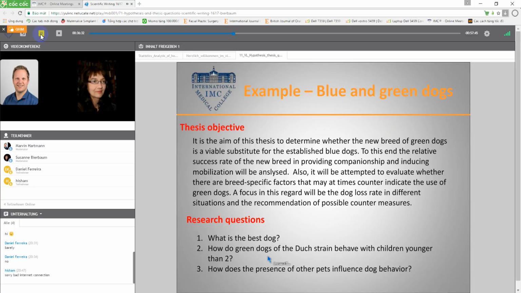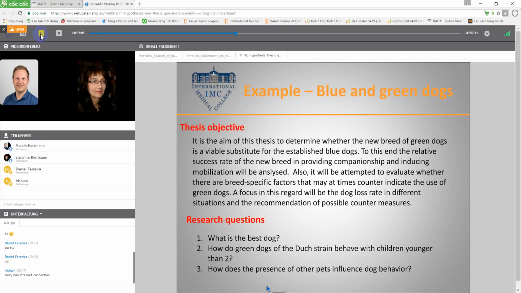Second one: green dogs, Dutch strain, children younger than 2. It's a searchable question. The problem here is it's very specific, so you probably will not find enough data for it. That wouldn't be a problem if it hadn't been said these research questions should cover the 2, 3, or 4 most important points for your thesis. That might be an interesting point, but it's definitely not the most important point. You will cover the most important ones.